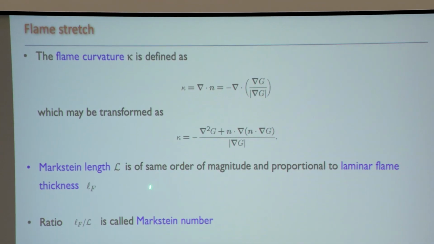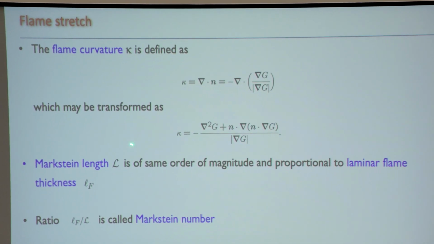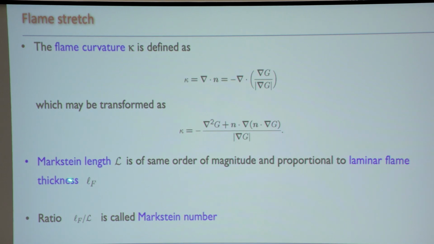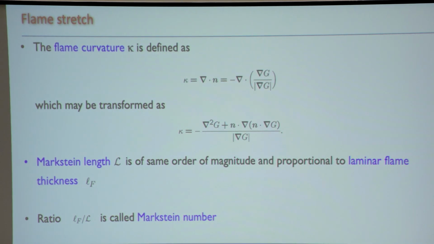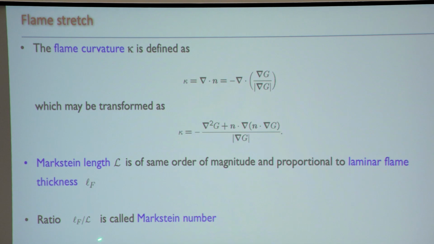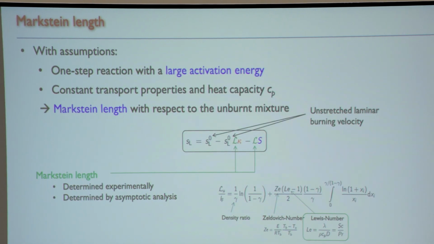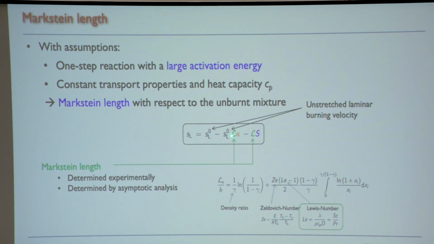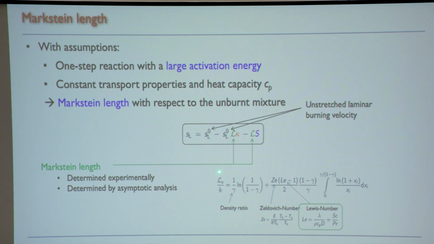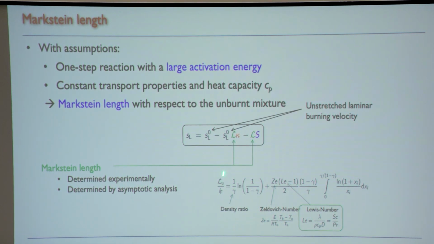Can be written like this. Because the length scale is often made non-dimensional with the flame thickness, we then call it the Markstein number. This is a non-dimensional ratio. And then we can also look at the result from asymptotics for the Markstein length, or here for the Markstein number.